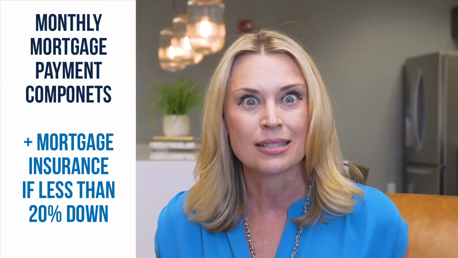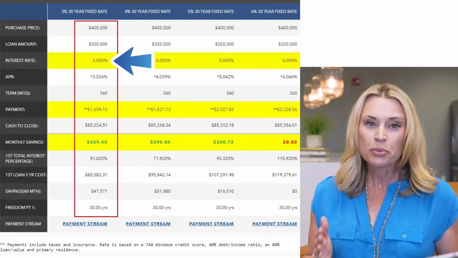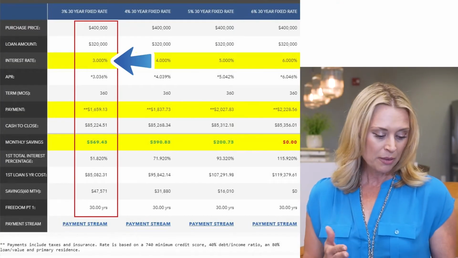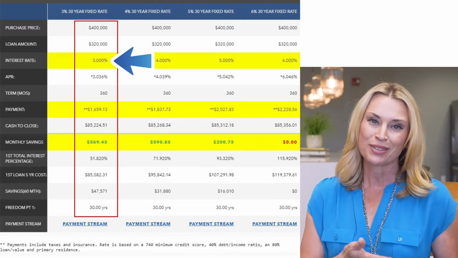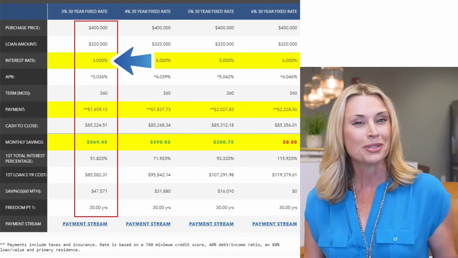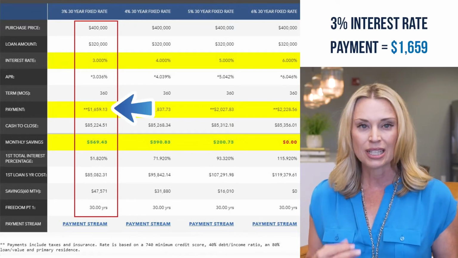And finally, if you're not putting 20% down, yes, I know you don't have to put 20% down, keep that in mind, then you would be paying monthly mortgage insurance. Scenario 1, at a 3% interest rate, the monthly payment with taxes and insurance, and of course we're estimating those as part of this analysis, but we're pretty close on these estimates.